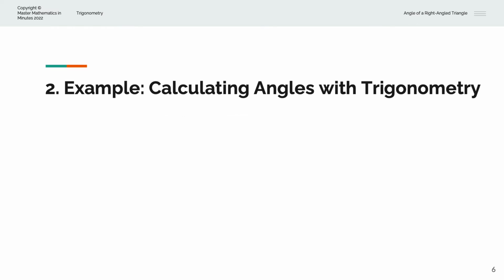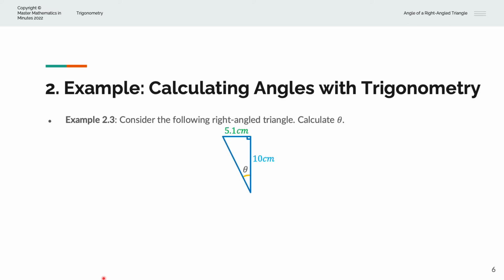In the third example, we'll also consider the following right angle triangle, and we'll also calculate the angle theta. So, this side, which is opposite theta, is called the opposite side, and this side, which is next to theta, is called the adjacent side. So the function that relates the opposite side, O, and the adjacent side, A, will be the tangent function. So we'll pick the tangent function in this case.